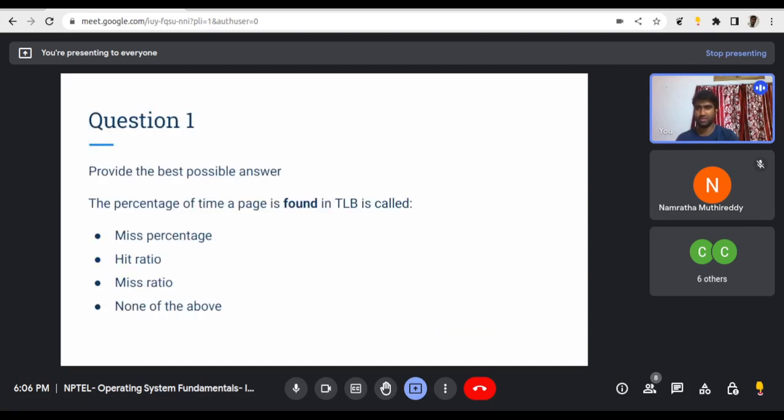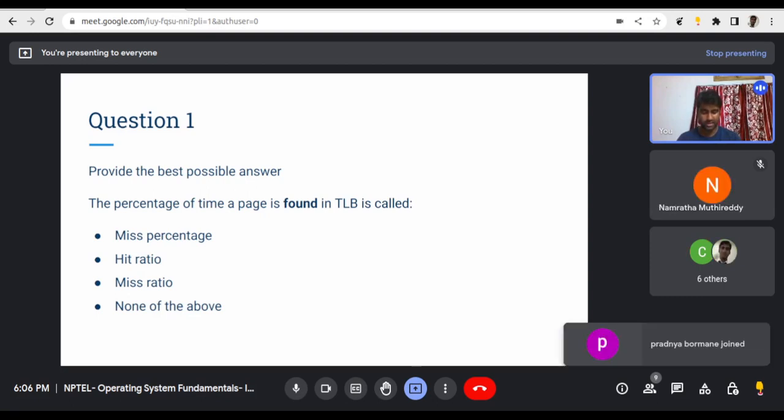So this is the first question. The percentage of time a page is found in the TLB is called miss percentage, hit ratio, miss ratio, or none of the above. So what is it called? Would anybody like to contribute?